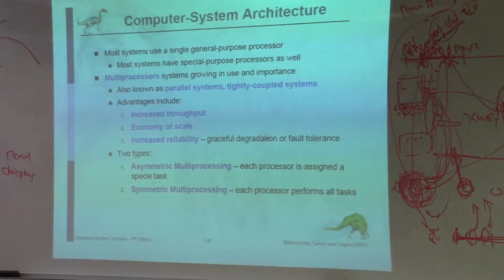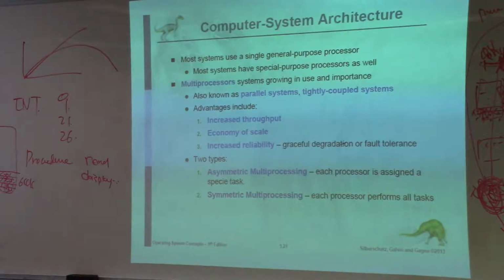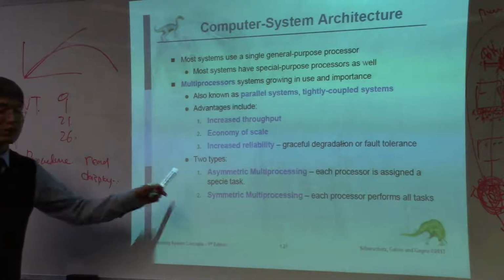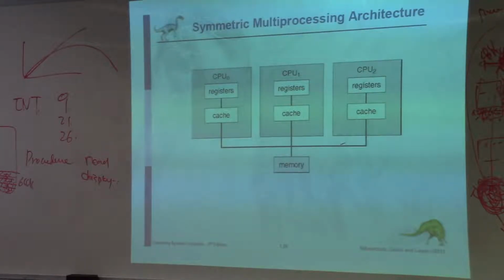Of such a multiprocessor, one is symmetric and the other is asymmetric. Symmetric usually means the same, which means each processor works on the same task, and all tasks are distributed symmetrically. Asymmetric means some processors are assigned a specific job and the others aren't. So this is the diagram to illustrate the symmetric multiprocessing architecture.